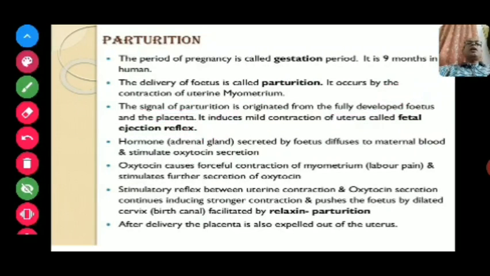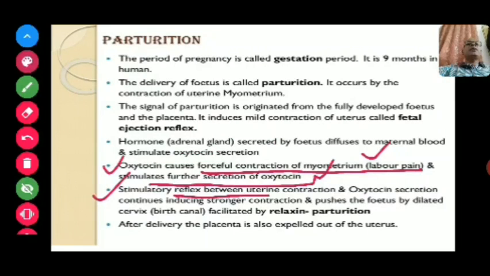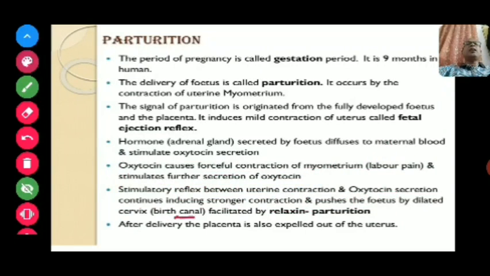The hormone from the adrenal gland secreted by the fetus diffuses to maternal blood and stimulates the oxytocin hormone. Oxytocin causes forceful contraction of the myometrium, that is labor pain, and it stimulates further secretion of oxytocin. Then the stimulatory reflex between uterine contraction and oxytocin secretion continues, inducing strong contractions that push the fetus through the dilated cervix, that means the birth canal, facilitated by relaxin. This is parturition. After delivery, the placenta is also expelled out of the uterus.